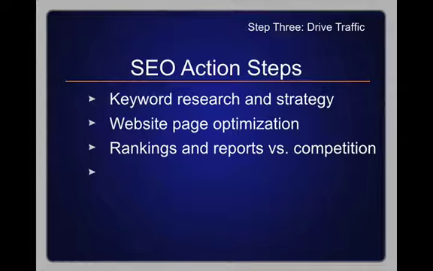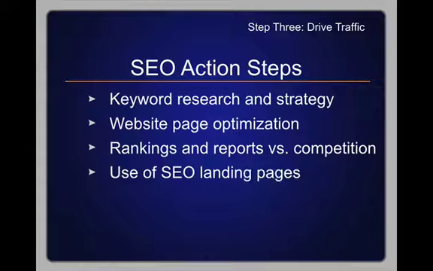You can measure all these things, and you can run reports against your competition to see where you rank against various keywords. You can also look at your competitors that rank high and get a sense of why they rank high. What are they doing on their website that's giving them these rankings in Google? And then finally, you can have specific pages on your website that are landing pages based on the key terms that you're targeting.